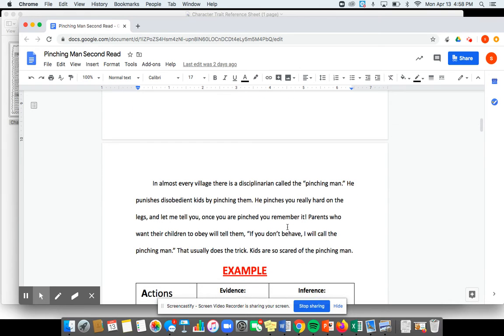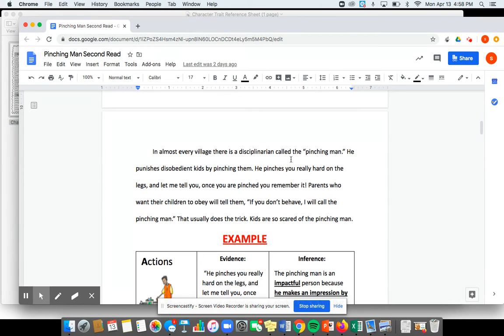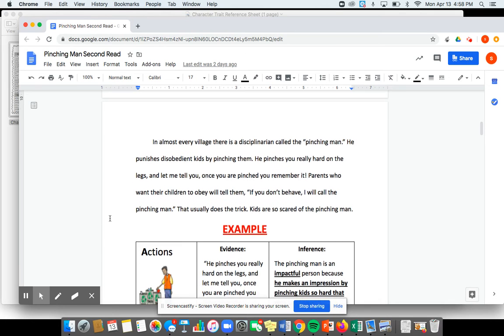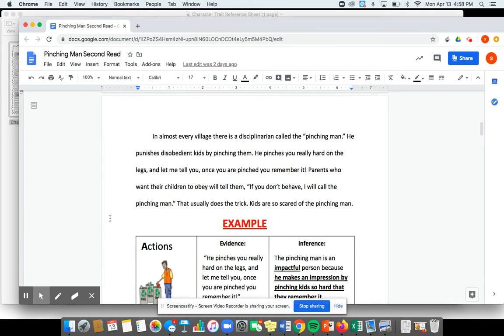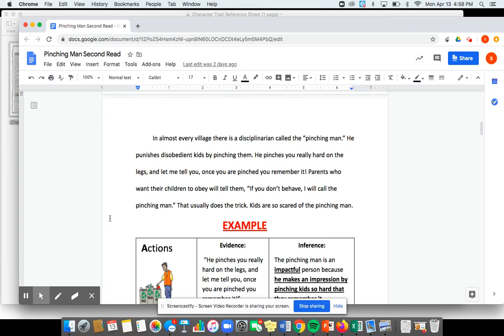In almost every village, there is a disciplinarian called the Pinching Man. He punishes disobedient kids by pinching them. He pinches you really hard on the legs, and let me tell you, once you are pinched, you remember it. Parents who want their kids to obey will tell them, if you don't behave, I will call the Pinching Man. That usually does the trick. Kids are so scared of the Pinching Man.